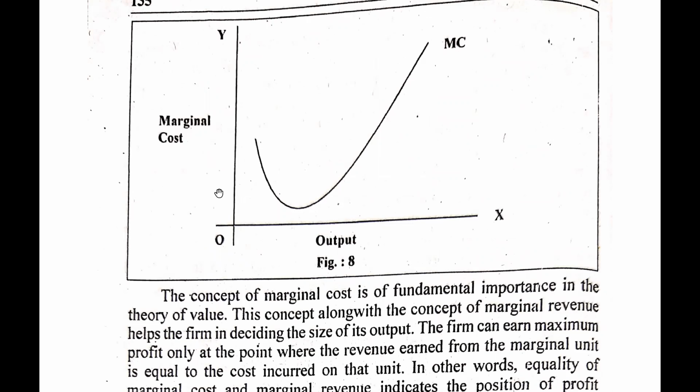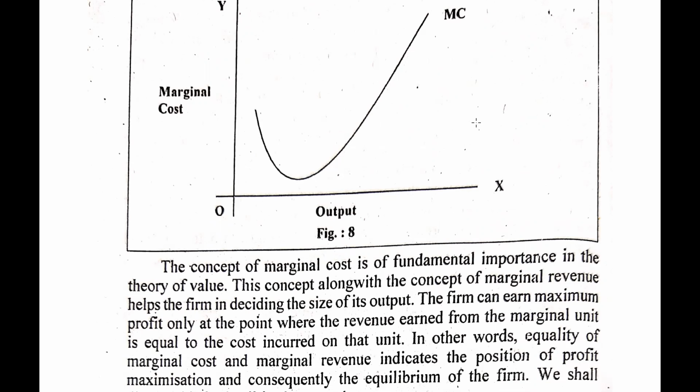So guys, here we will see the figure of marginal cost. We can see clearly that in the beginning marginal cost decreases, but it comes to a minimum point, and then when we increase our production, the marginal cost keeps increasing.